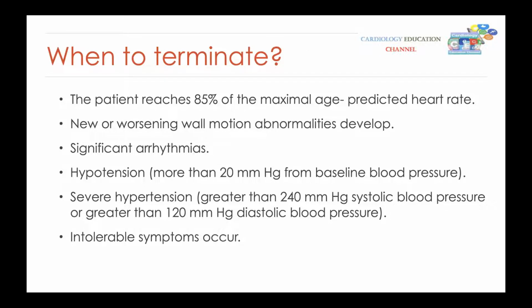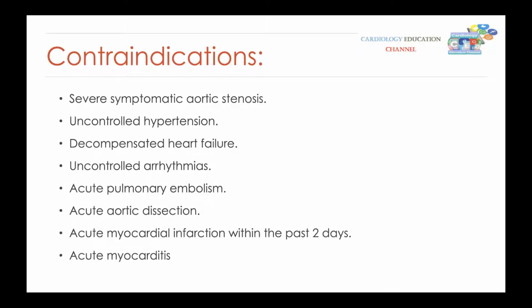intolerable symptoms occur. But there are some contraindications to doing the test, like severe symptomatic aortic stenosis, uncontrolled hypertension, decompensated heart failure, uncontrolled arrhythmia, acute pulmonary embolism, acute aortic dissection, acute myocardial infarction, and acute myocarditis. All of these are contraindications to dobutamine stress echocardiography.